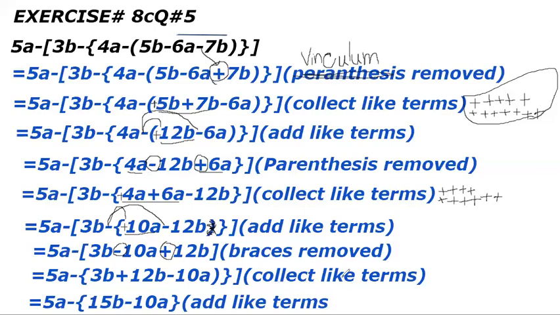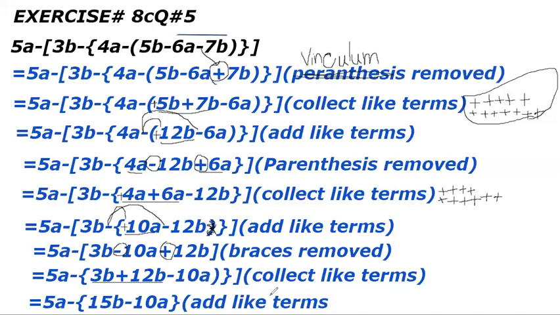Next step is collect like terms. 3b and 12b are the like terms. So in this step we have collected 3b and 12b, means we will write both the terms with each other and then we will write negative 10a.